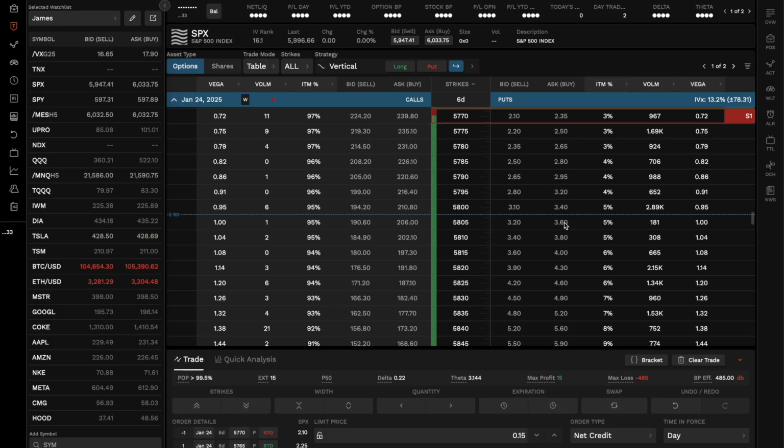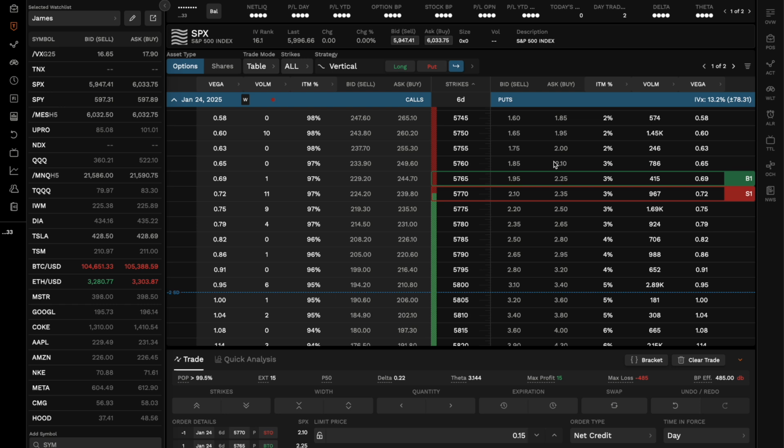Okay, so this is for small accounts, and this is why I wanted to show this, because I know a lot of people have small accounts. So you increase the number of contracts, you have a higher max loss, but you also have a higher max profit. Now, this is on SPX, by the way.